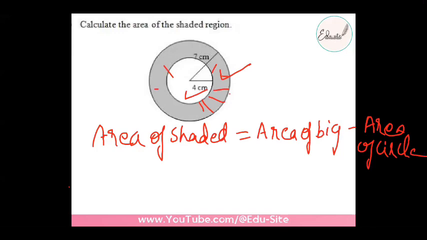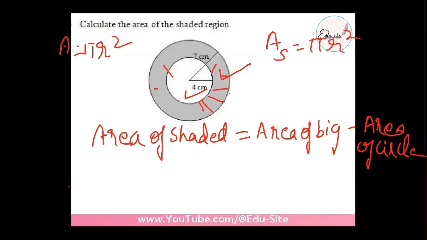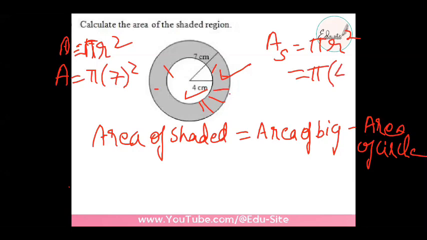So let's find the area of the bigger circle. Area is equal to pi r squared, and here the smaller circle is equal to pi r squared again. So what is the area for the bigger circle? What radius would you consider for the bigger circle? It is 7. So we know the radius is 7 centimeters. Yes, excellent. Area is equal to pi into 7 squared.